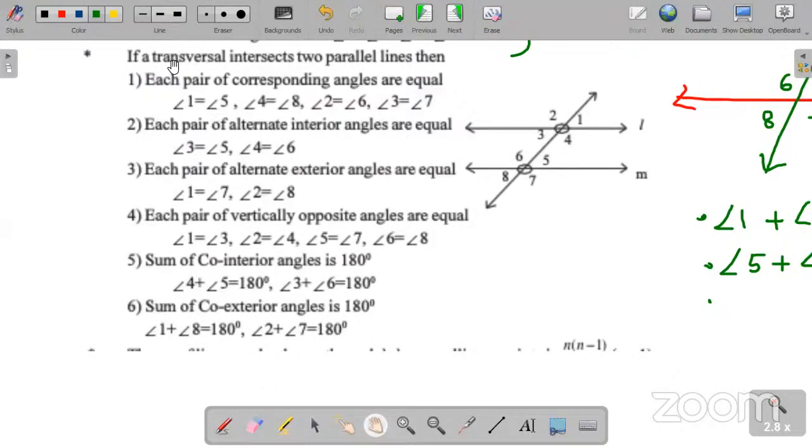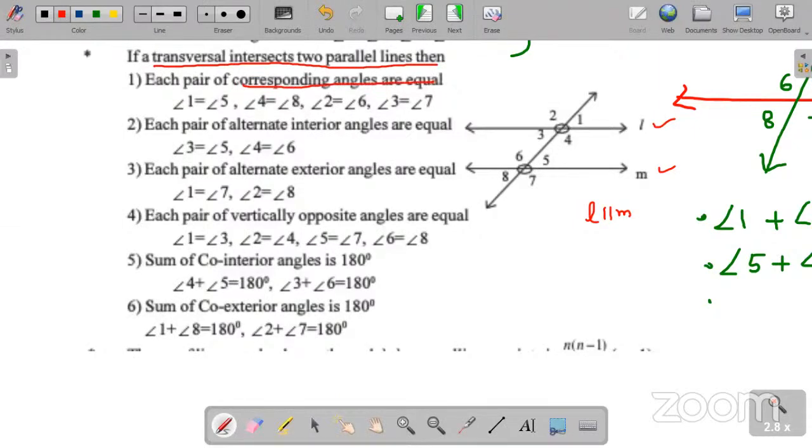If a transversal intersects two parallel lines, L and M are parallel. Here also 8 angles are formed. Angle 1 is equal to angle 5. Angle 4 is equal to angle 7. Angle 3 is equal to angle 8. Angle 2 is equal to angle 6. Angle 1 is equal to angle 5, and angle 4 is equal to angle 7. These corresponding angles are equal.